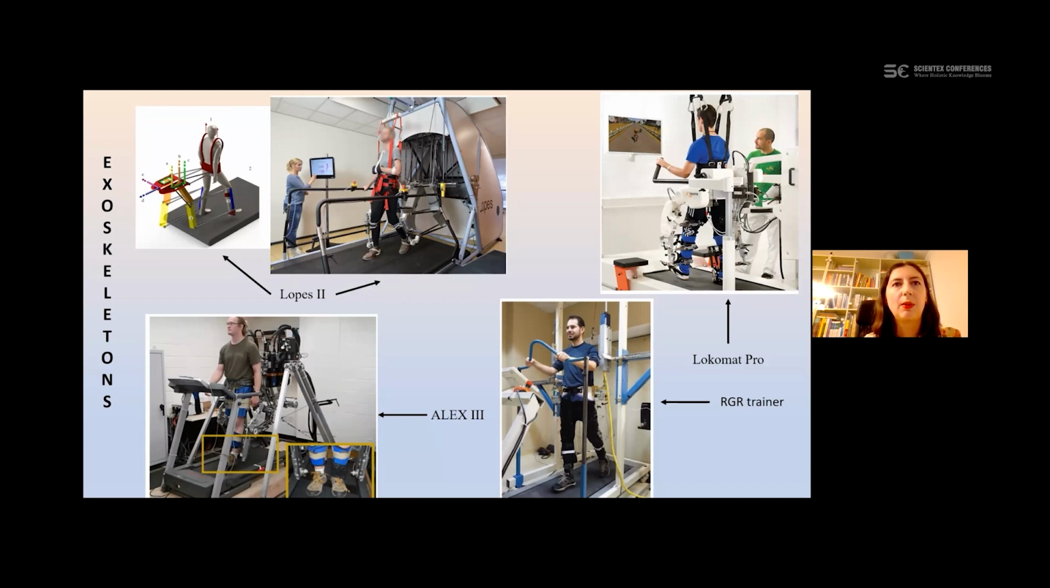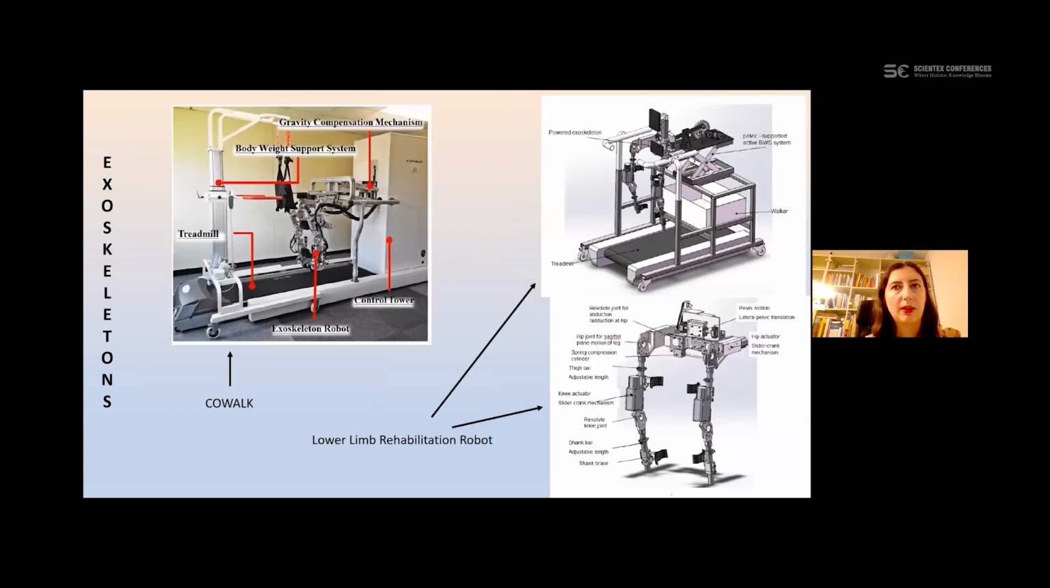Lopez 2, Locomat Pro, Alex 3, which stands for active leg exoskeletons, RGR Trainer, which stands for robotic gait rehabilitation trainer, COAC and lower limb rehabilitation robot are treadmill-based exoskeletons that actuate pelvis movements.